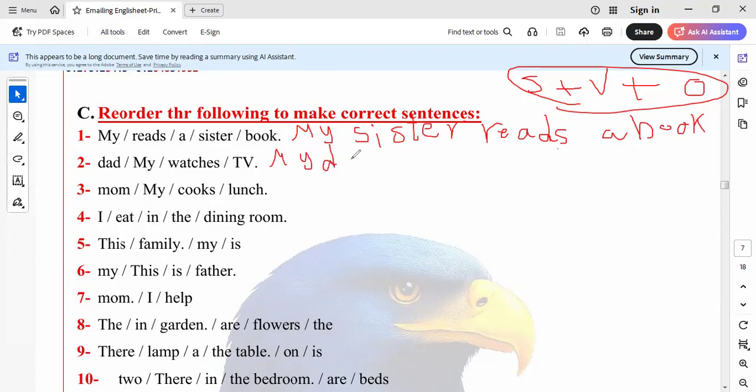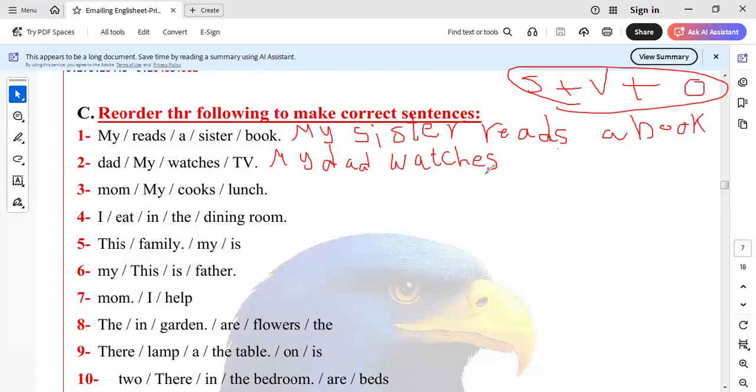I answered five of them, and I will leave the rest for you to do by yourself, because I think there are 40 sentences, and I want to keep the video short, not long. I answered some of them, and I will leave the rest as homework. You can see how to do this question, and you can do it by yourself.